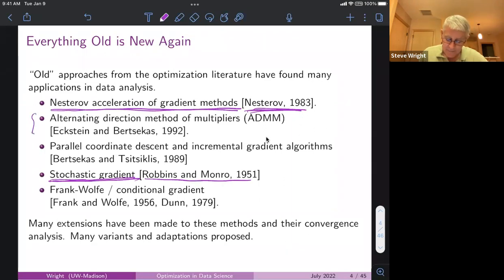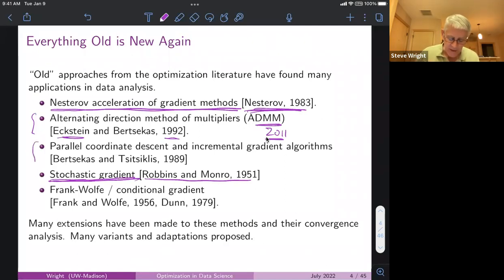ADMM, I do remember the birth of that because I was talking to John Eckstein a lot at the time in the early 90s when he was writing his thesis. So I knew about ADMM, but again, that's one of those things that sat there for 15 years or so. This famous review paper was written in, I guess, 2011 by Eckstein and Boyd and several others that now has a gazillion citations, where they popularized the use of ADMM in machine learning.